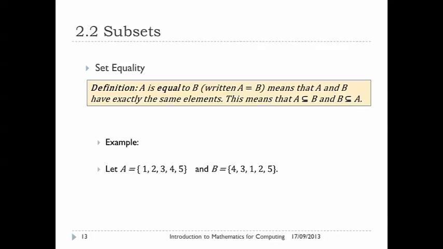So as a definition of set equality, we can take the following. The set A is equal to the set B, written as A equals B, means that A and B have exactly the same elements. So this would mean that A is a subset of B and B is a subset of A. And we know from the previous example that we had a few slides back that this isn't always the case. Just because A is a subset of B doesn't necessarily mean that B is a subset of A. But if it does hold true, then we can say that the sets are equal.